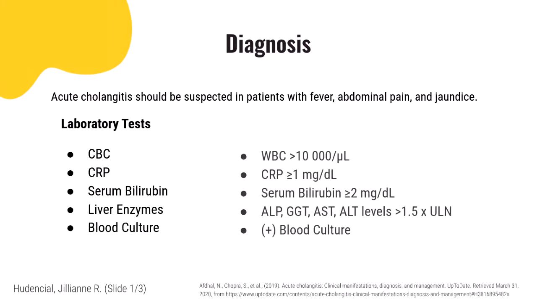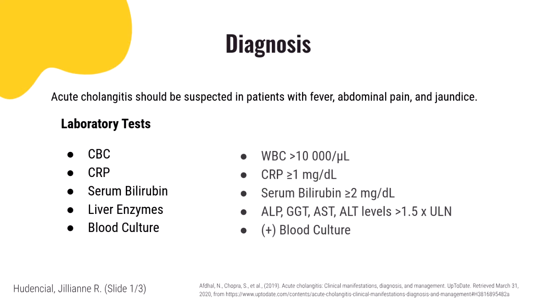For the diagnosis of acute cholangitis, there should be a high suspicion in patients presenting with fever, abdominal pain, and jaundice, also known as the Charcot's triad. Laboratory tests such as complete blood count, C-reactive protein, serum bilirubin, liver enzymes, and blood culture can also aid in the diagnosis. Shown on the right side are the expected results in a patient with acute cholangitis.